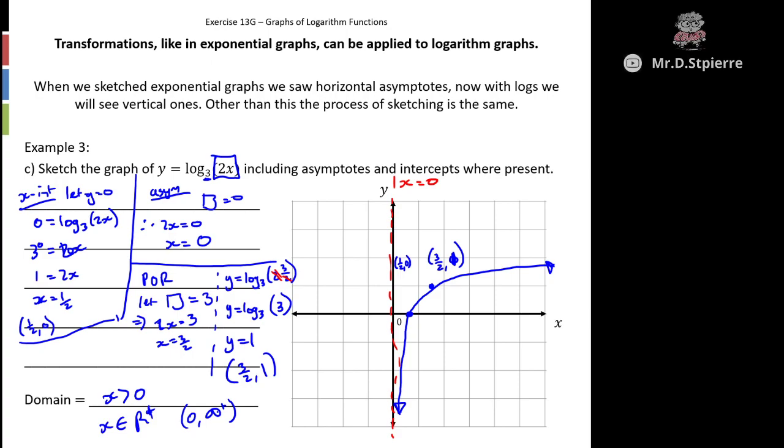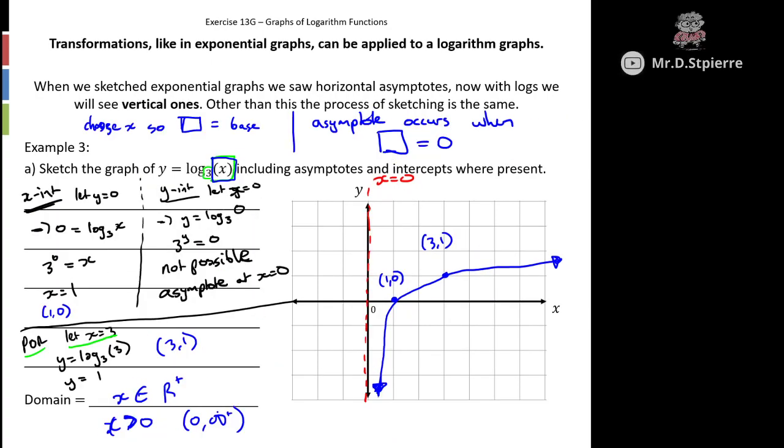I hope the strategy here of thinking about this box, whatever's in the log, helps: choose x so that it is equal to our base when we're trying to find a point of reference, and our asymptote will always occur when that box is equal to 0, and that'll give you a way to find your x value for the vertical asymptote.